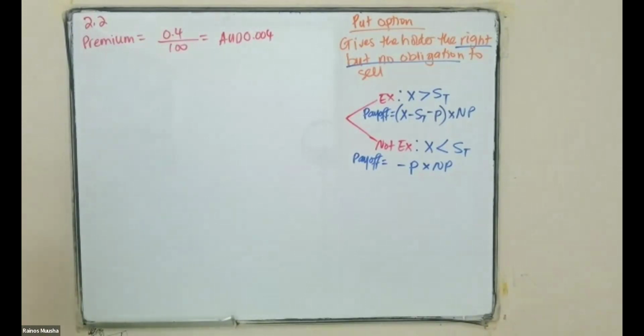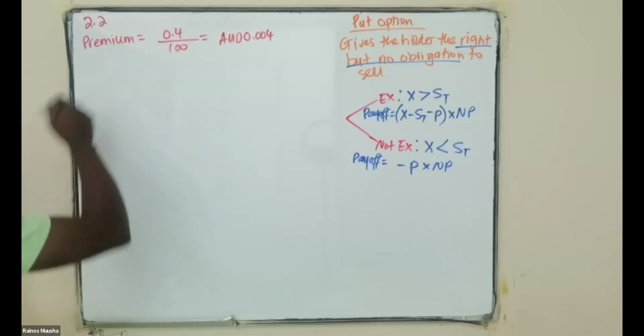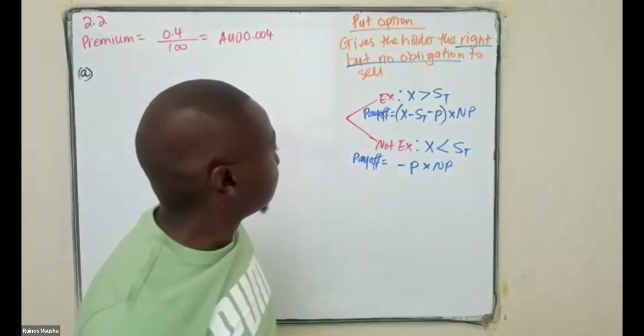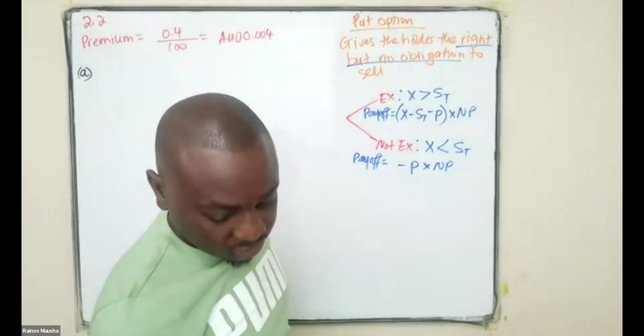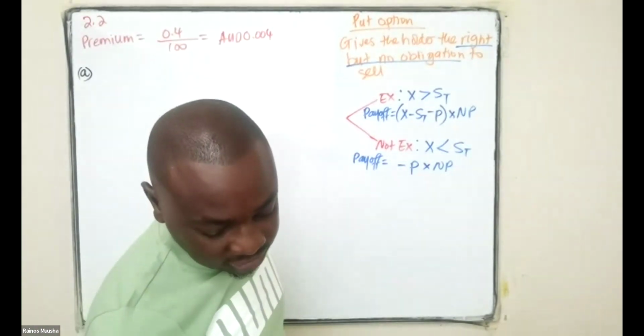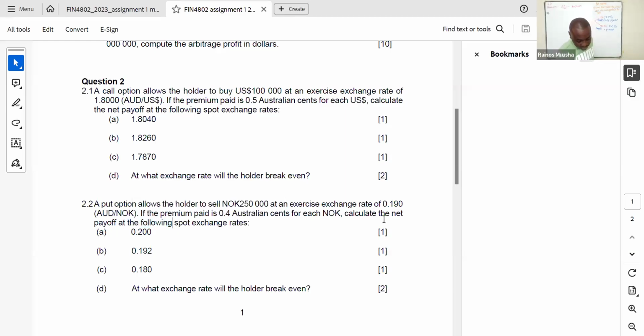So in this case, for part A of the question, remember all the information that they give us, they tell us that the exercise rate is 0.19. Now, the spot rate is 0.20. So are you going to exercise your option or are you not going to exercise your option?